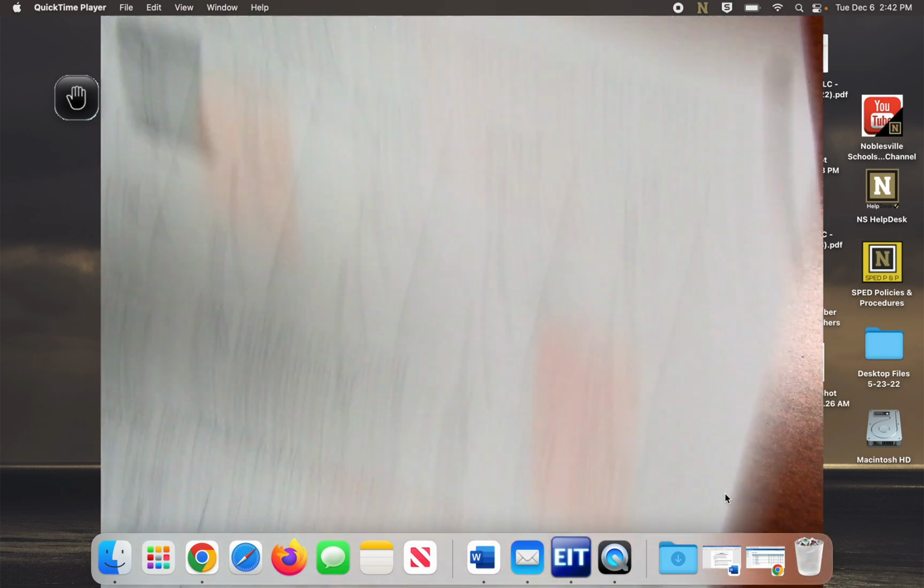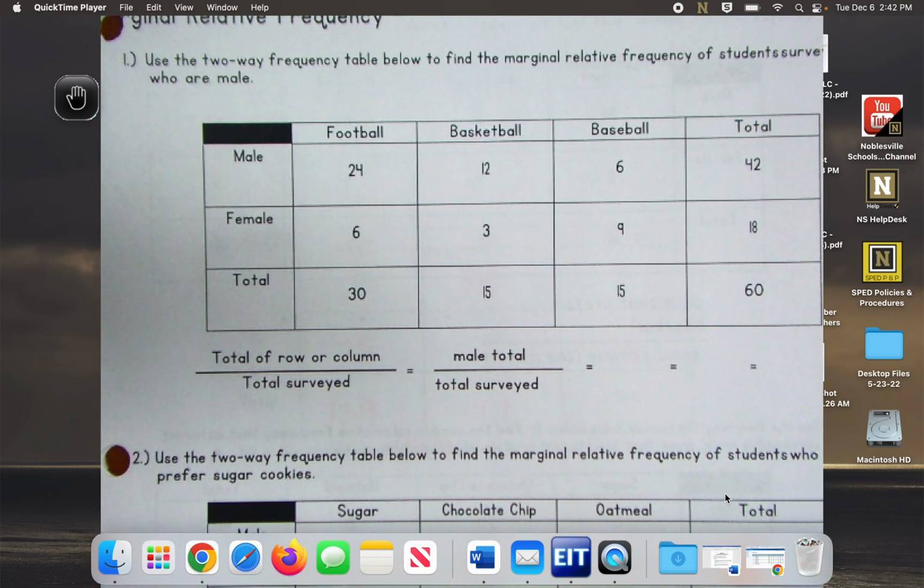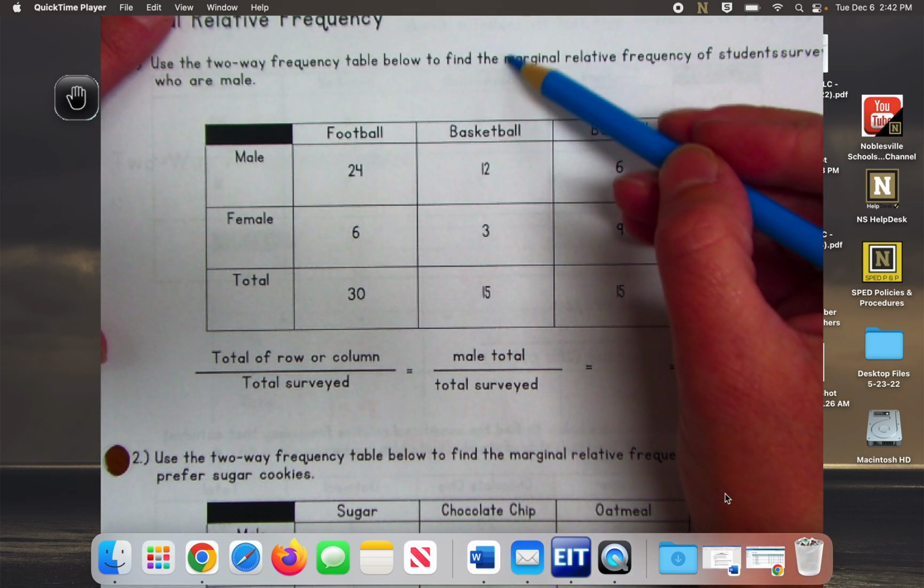All right, marginal relative frequency. We're going to use blue for this.